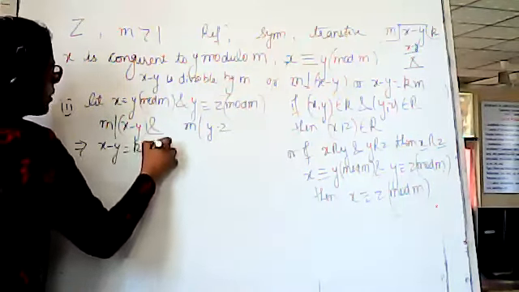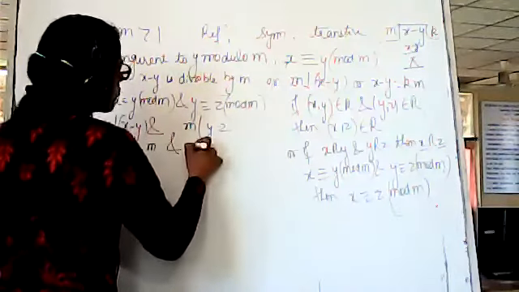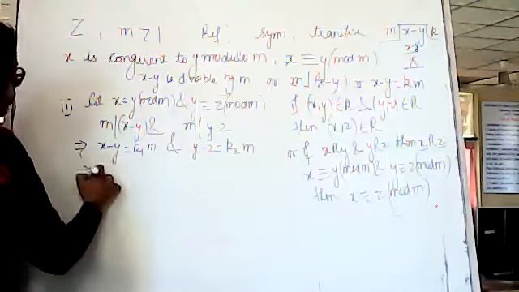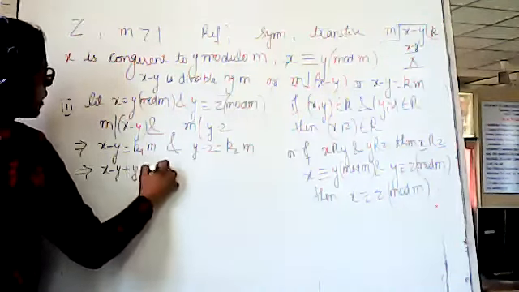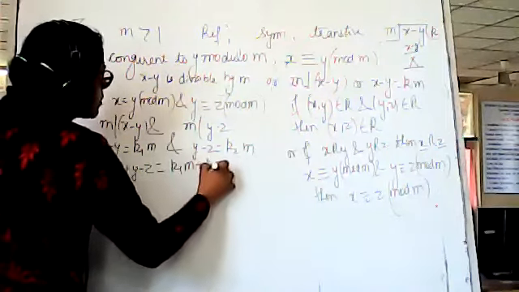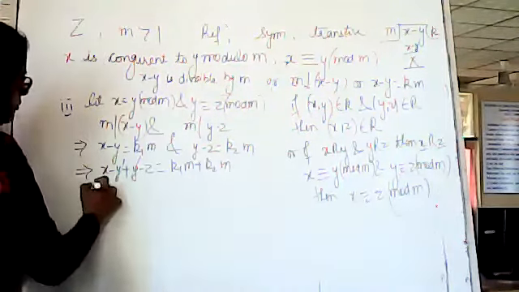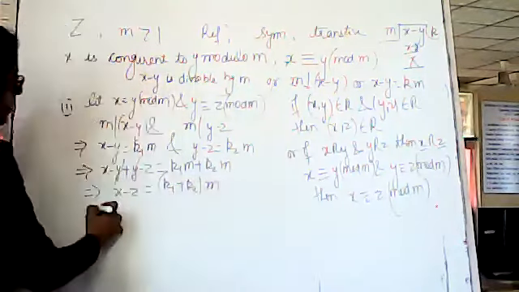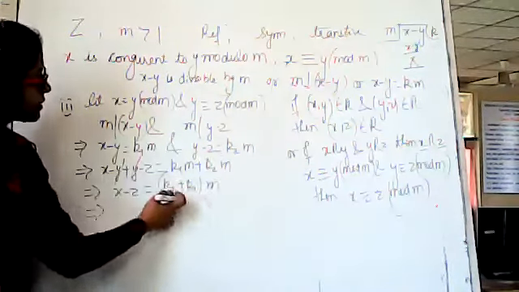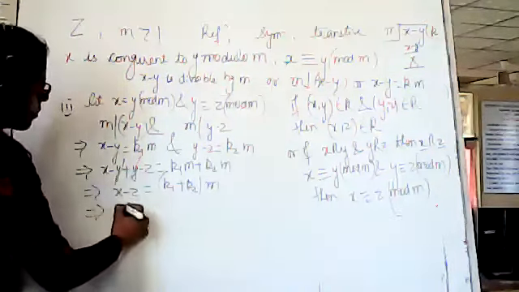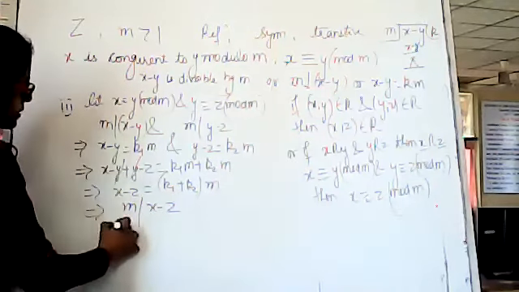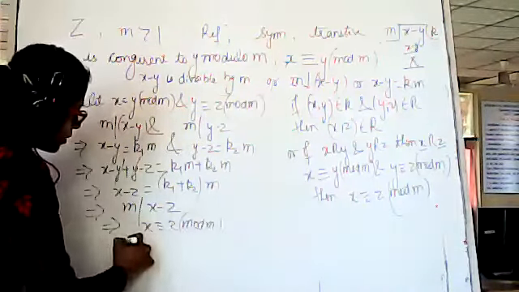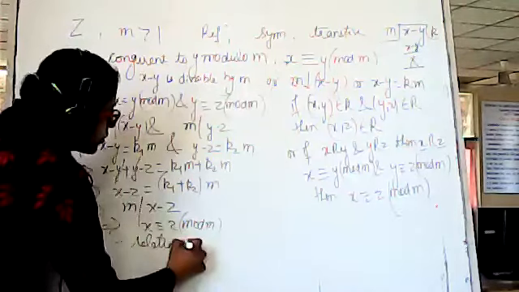Now m is dividing x minus y, it means that x minus y is equal to k1 into m. Similarly, m is dividing y minus z, that is y minus z is equal to k2 into m. Adding these two equations, x minus y plus y minus z is equal to k1m plus k2m, plus y and minus y will be cancelled out. x minus z is equal to (k1 plus k2) m. So if k1 and k2 are integers, then k1 plus k2 is also an integer. From this we can say that m divides x minus z, which implies that x is congruent to z mod m. Therefore, the relation is transitive.